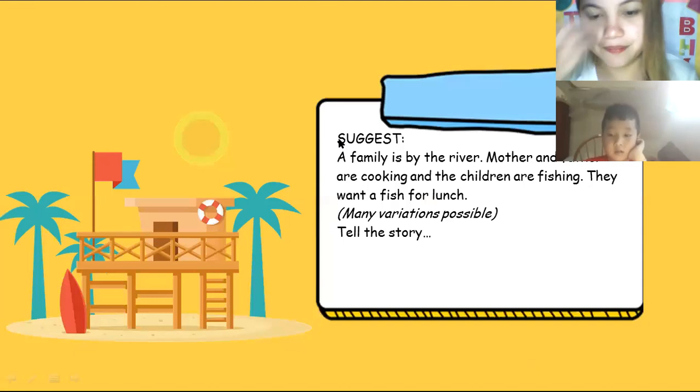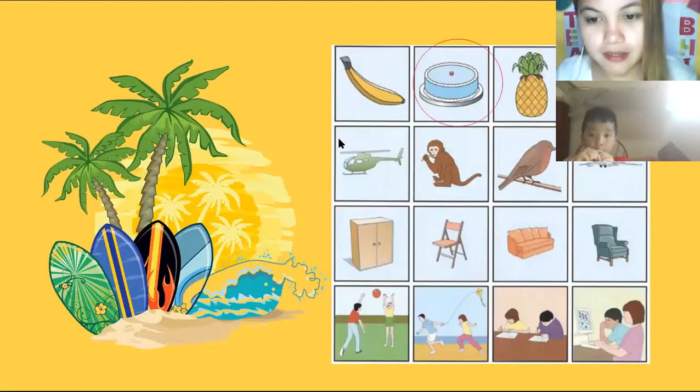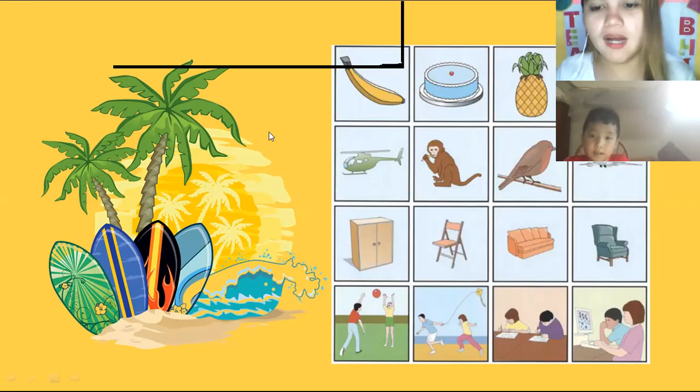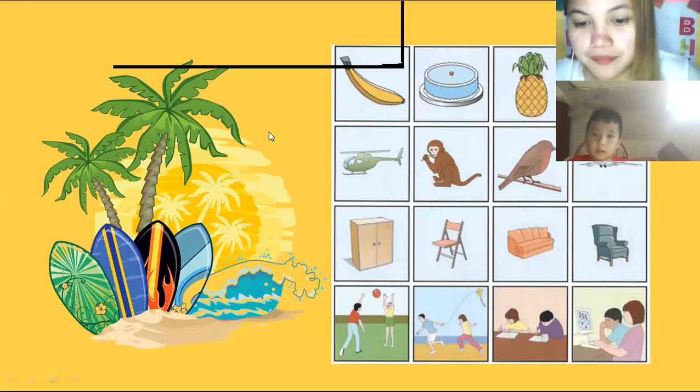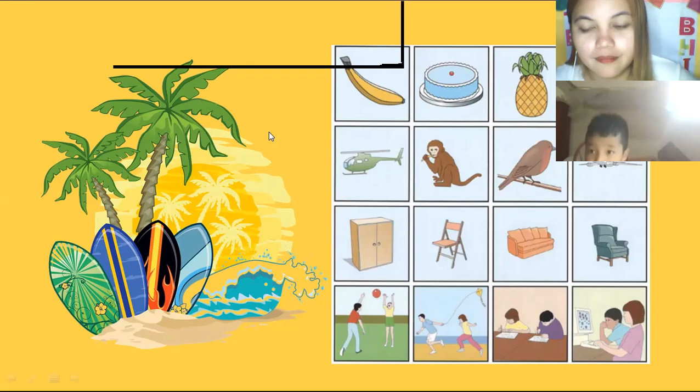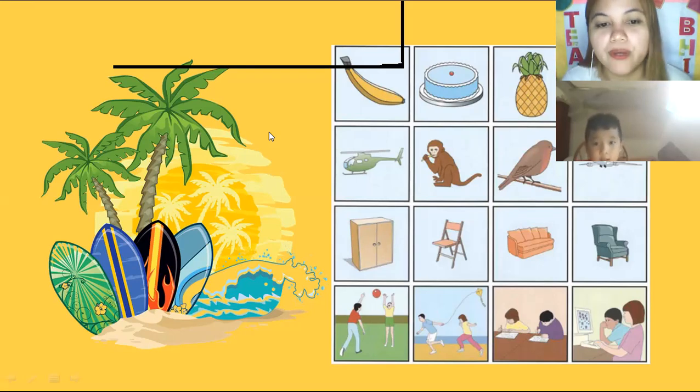Okay, next one, Monkey. Now. Okay. What is the difference on the first row? The banana, the cake is not healthy with banana, pineapple, and orange. Which is the difference? Which is different? Cake. Yes, cake. Why do you choose cake? It's too yummy. Yeah, because that is not healthy.